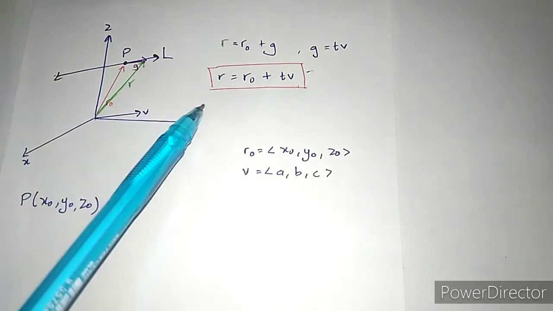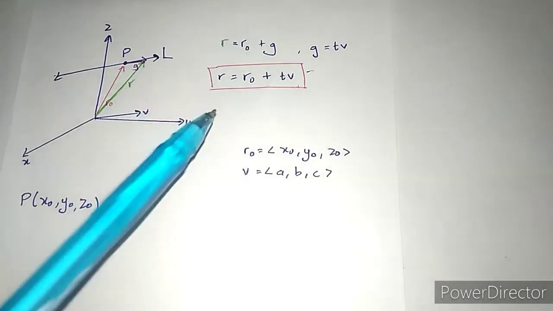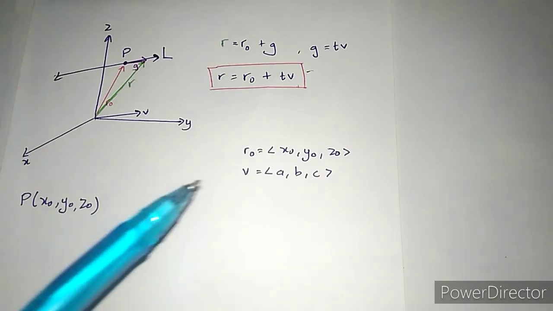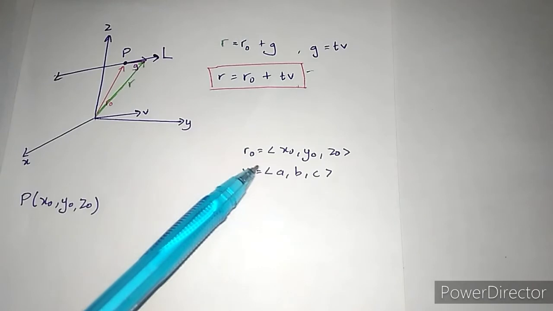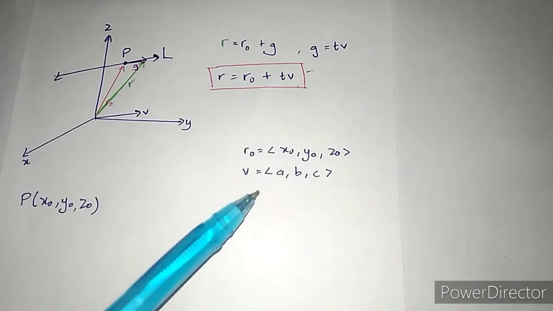So this is the formula that we're going to use in order to write the vector equation for this problem. Some other things to keep in mind: the position vector r0 is equal to x0, y0, and z0, and v is defined by this value.